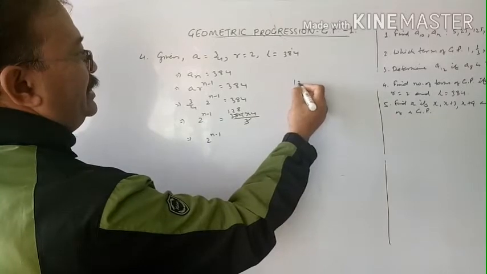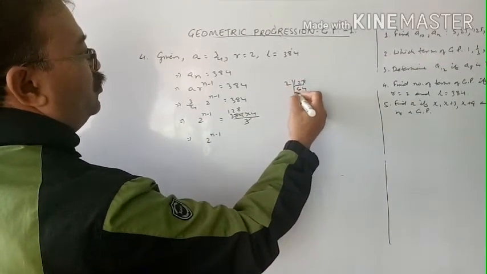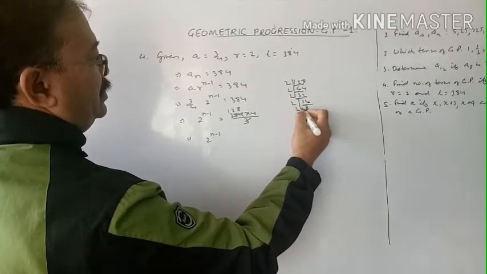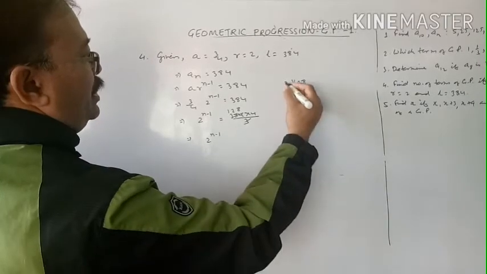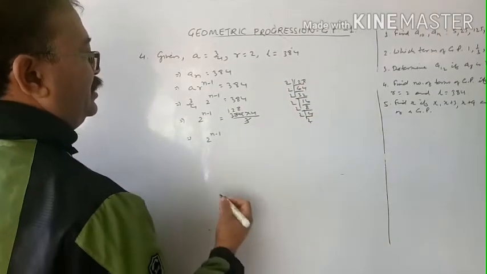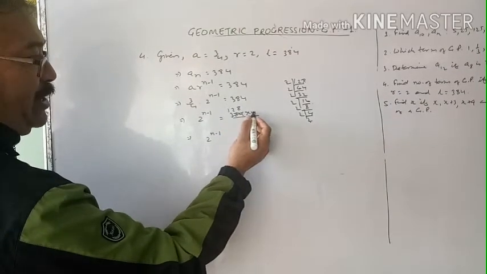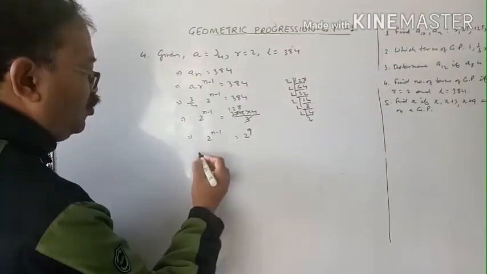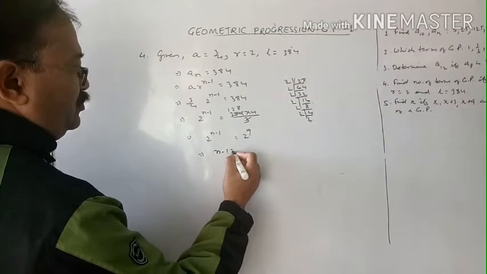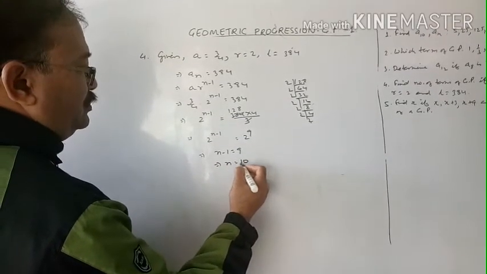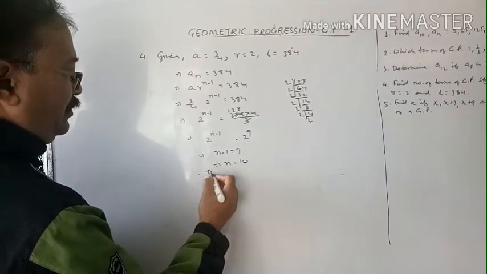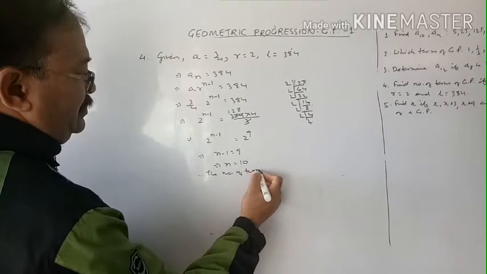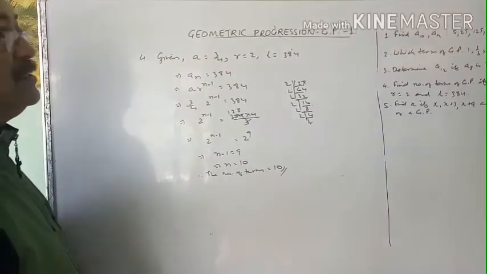If you factorize 128, 2 will go 64, 2 will go 32, 2 will go 16, 2 will go 8, 2 will go 4 and 2. So 1, 2, 3, 4, 5, 6, 7. So 2 to the power 7, and here 2 square. So this is 2 to the power 9 you get. Since bases are equal, powers must be equal. So N minus 1 equal to 9 implies N equal to 10. Therefore, the number of terms is 10. So this is the answer.